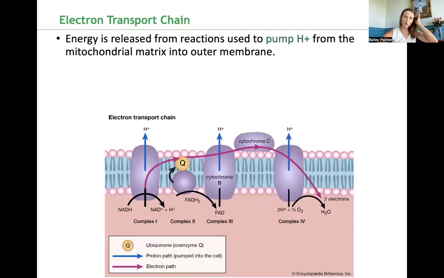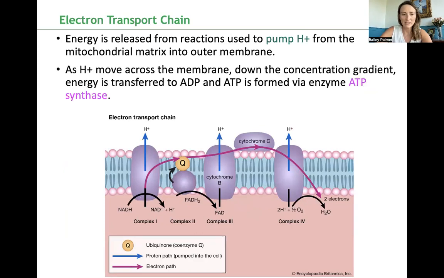All right, so the goal here is to release energy. We want to pump hydrogens from the mitochondrial matrix, which is down here, into our outer membrane, so across this inner membrane space. This is what's going to happen with all of those NADHs and FADHs, and if you count them up, we have 10 NADHs and 2 FADHs.